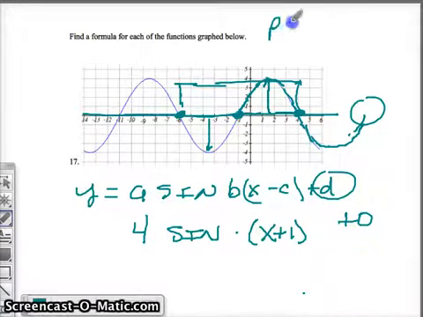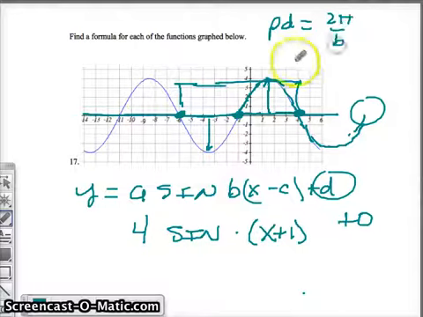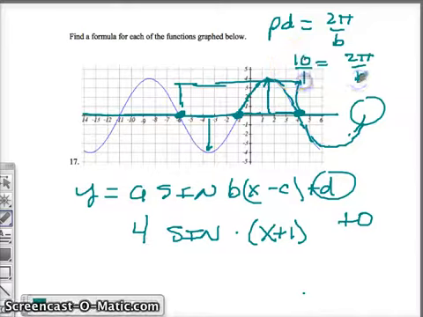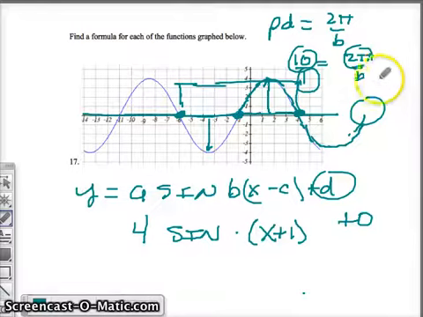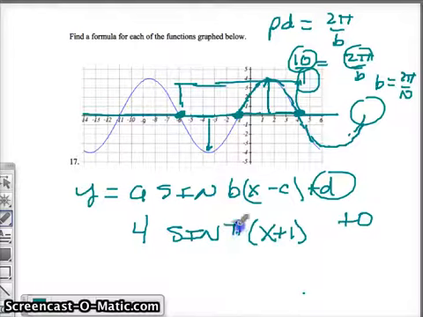Let's do that again. The period is equal to 2 pi over b. The period was 10. The shortcut is just multiply these guys and divide by that guy. B is equal to 2 pi over 10, or pi over 5. That's what goes there. It's a little tricky, but that's a good problem.